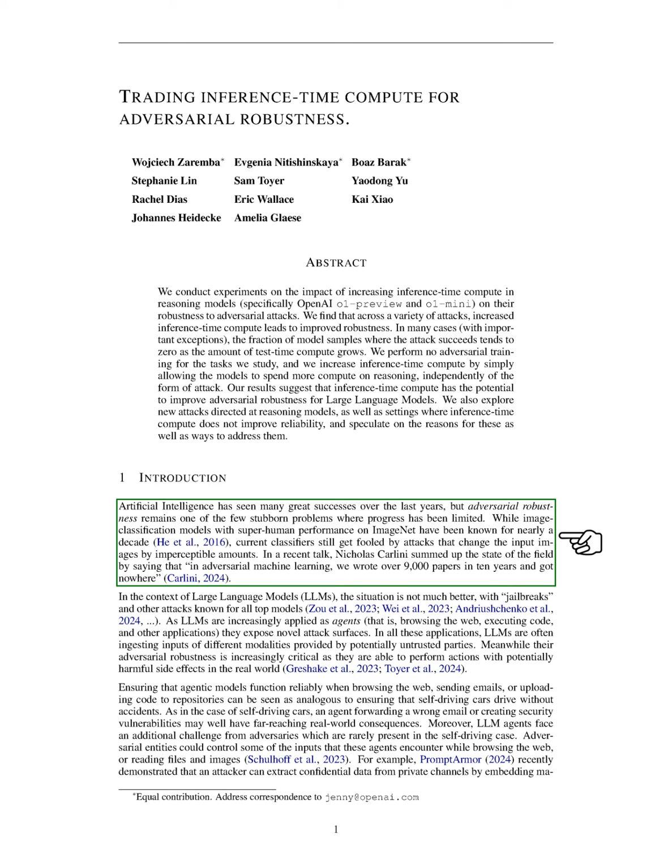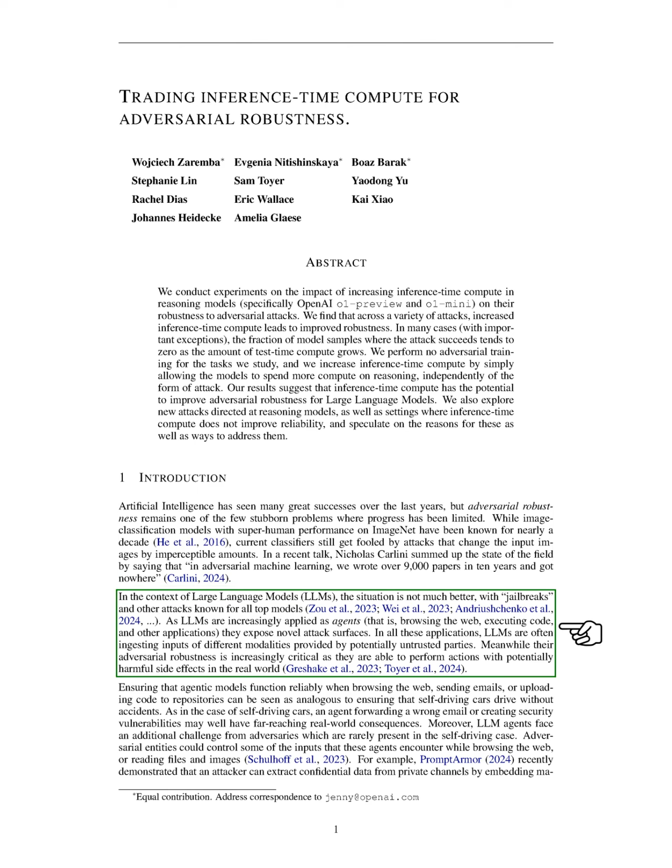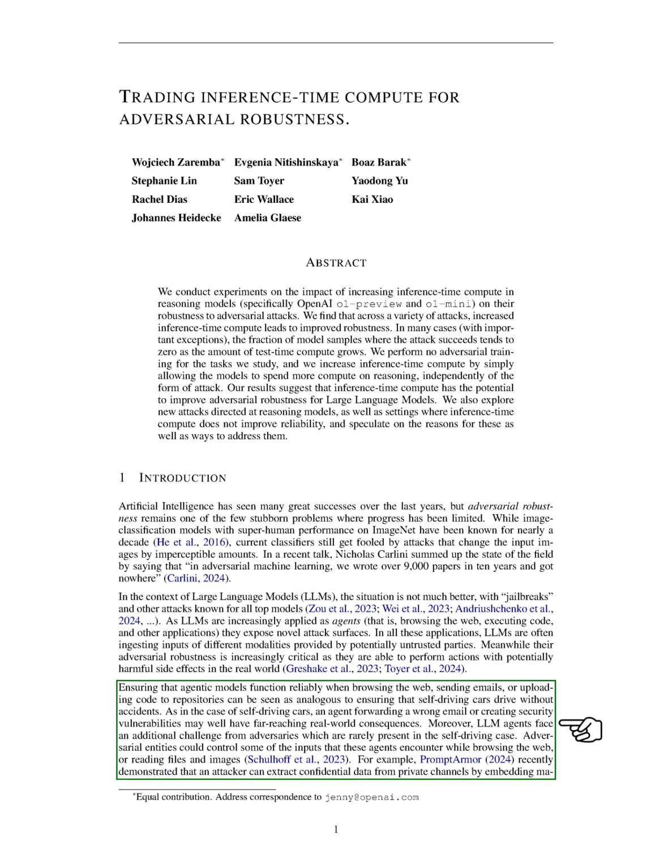The situation is similar for large language models, LLMs, which face attacks like jailbreaks, as they are increasingly used in various applications, exposing them to new vulnerabilities. As LLMs take on more agent-like roles, such as browsing the web or executing code, their ability to handle inputs from potentially untrustworthy sources becomes crucial. Just like ensuring self-driving cars operate safely, we must ensure that LLMs perform reliably to avoid harmful real-world consequences.